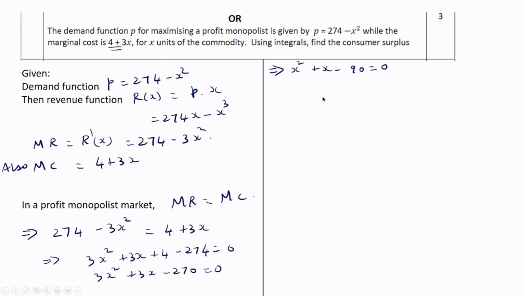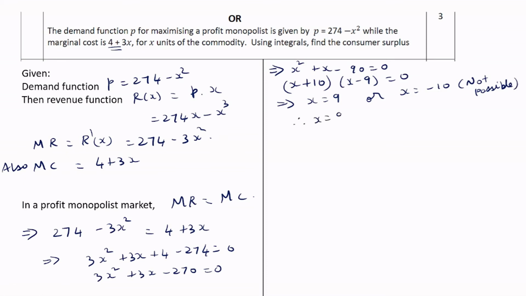Now this is a quadratic equation in x. So we can find the value of x. Here the factors are 10 and minus 9. So it is x plus 10 into x minus 9 equal to 0. This implies x is equal to 9 or x equal to minus 10. Getting a negative quantity is not possible. Therefore, x is equal to 9. So this is the equilibrium quantity.